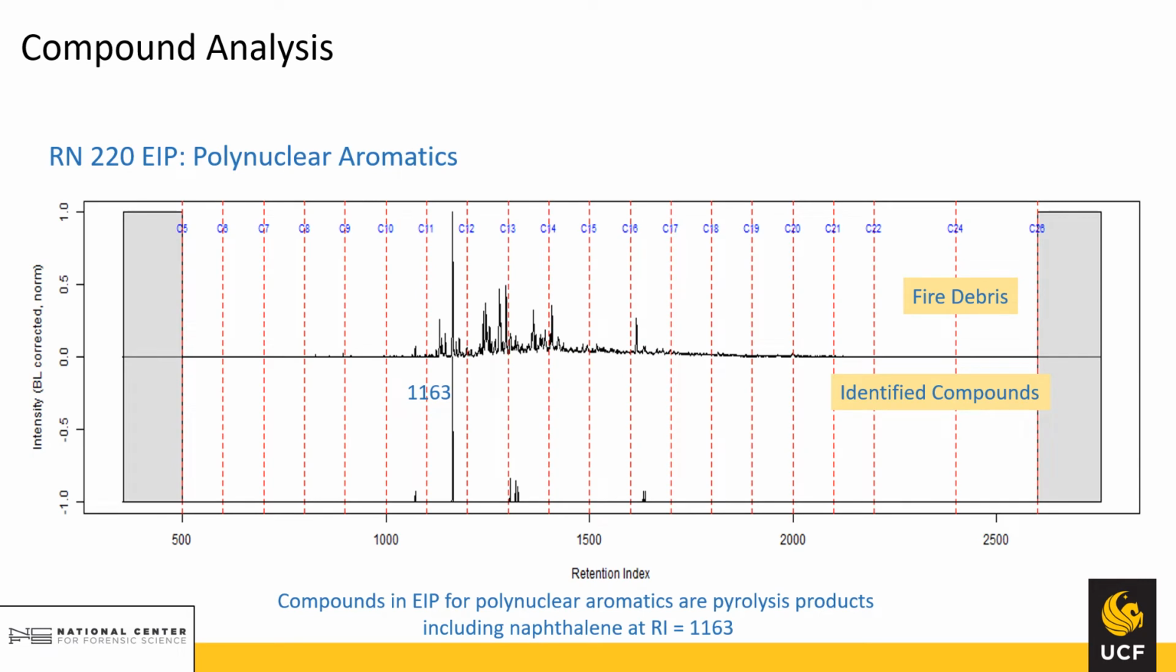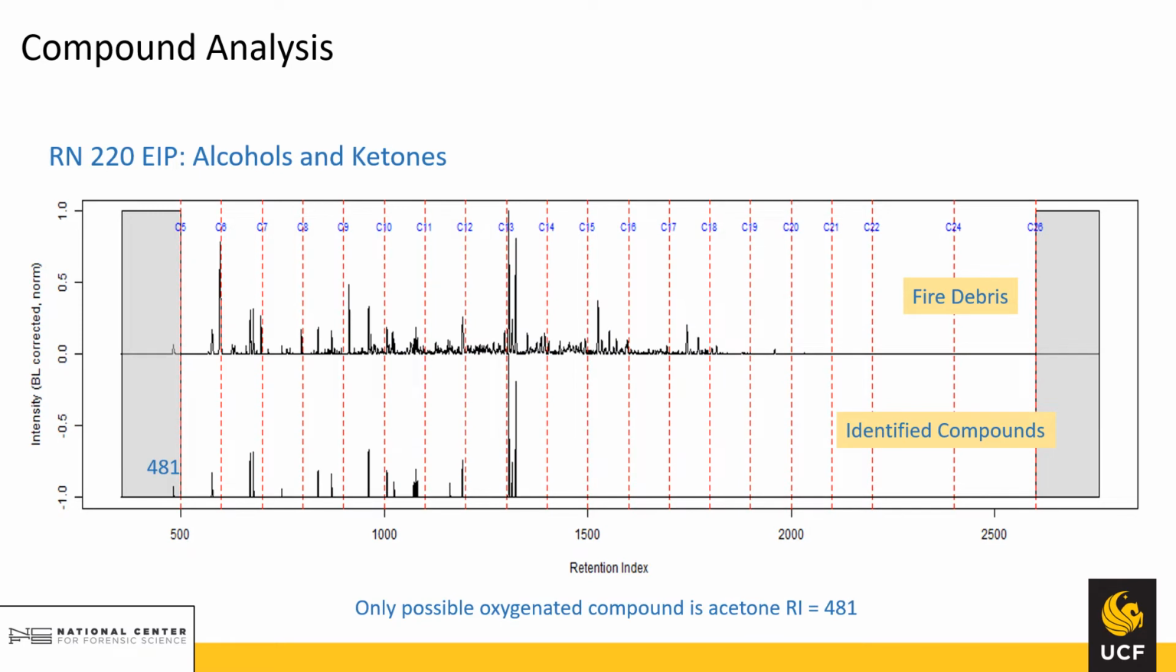Here is the plot of the polynuclear aromatics with identified compounds plotted below. Identified compounds are from pyrolysis products, including naphthalene. Here is the plot of the alcohols and ketones with identified compounds plotted below. The only oxygenated compound identified is potentially acetone.